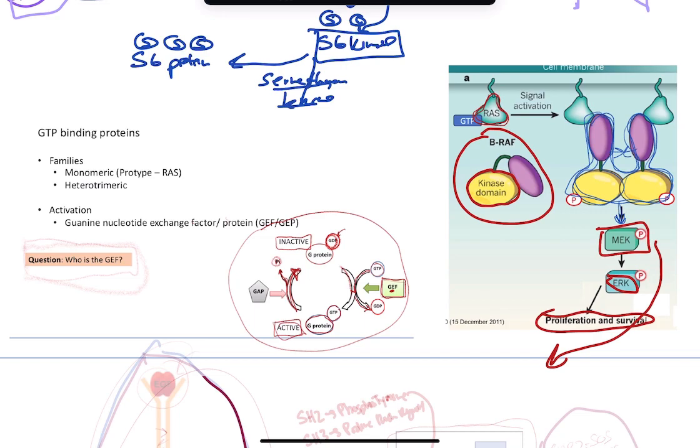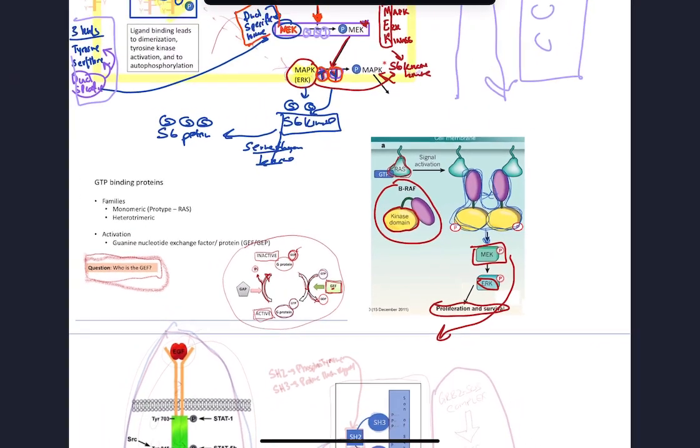So what was the GEF? What was the guanine exchange factor in G protein coupled receptors? Well, it was the receptor itself, right? It was the receptor itself. So who is the GEF in our monomeric families? We'll answer that now. To answer that question, we're going to bring everything full circle. This is where we're finally going to answer the underlying question here.